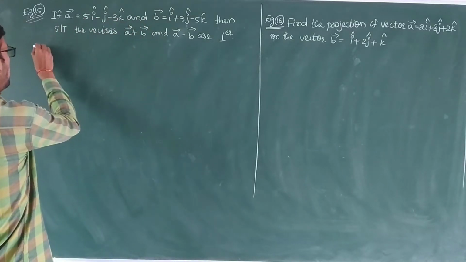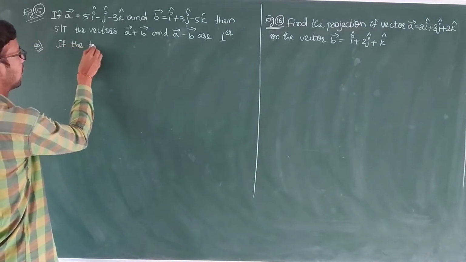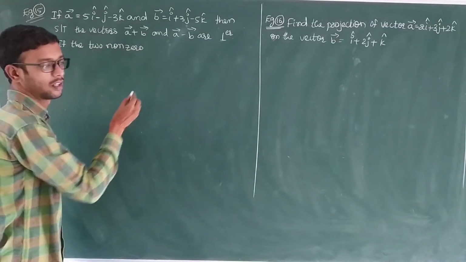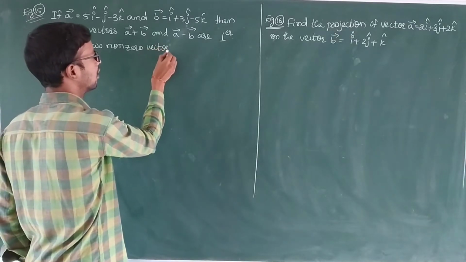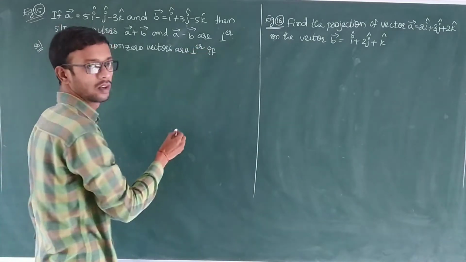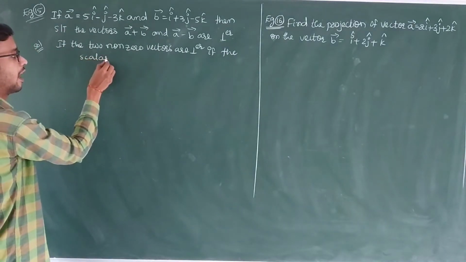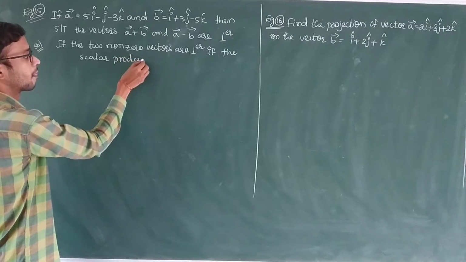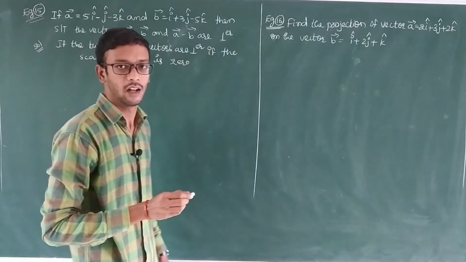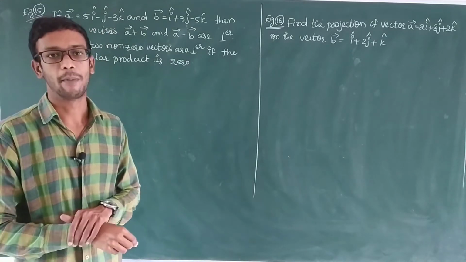So I write that point here. If two non-zero vectors are perpendicular, then the dot product, otherwise the scalar product, is 0. If the two vectors' dot product is 0, or scalar product is 0, then the two vectors are perpendicular.